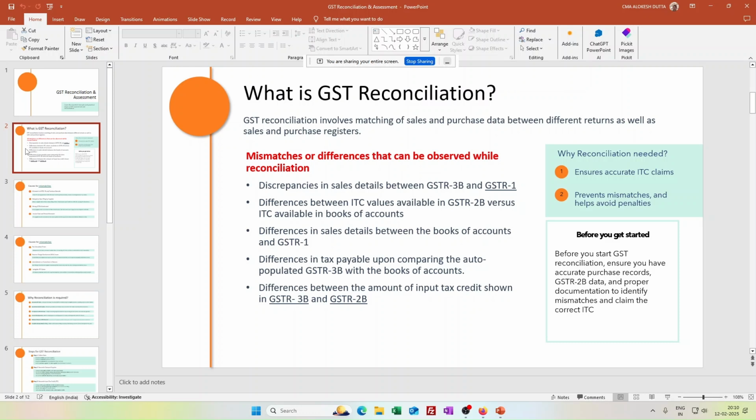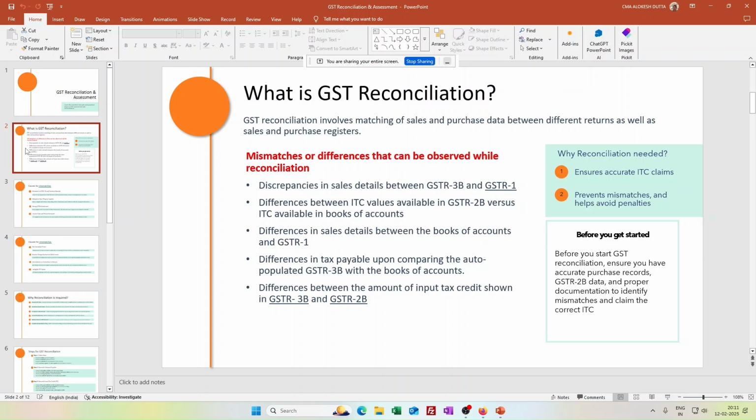Now, what are the differences? Discrepancy in sales details between GSTR 3B and GSTR 1, which I told you yesterday. The sales turnover as per GSTR 3B and GSTR 1 must match each other. If it is not matched, you have to reconcile the things and keep it in a note, so that at the time, if you receive any notice, you have to explain that one.